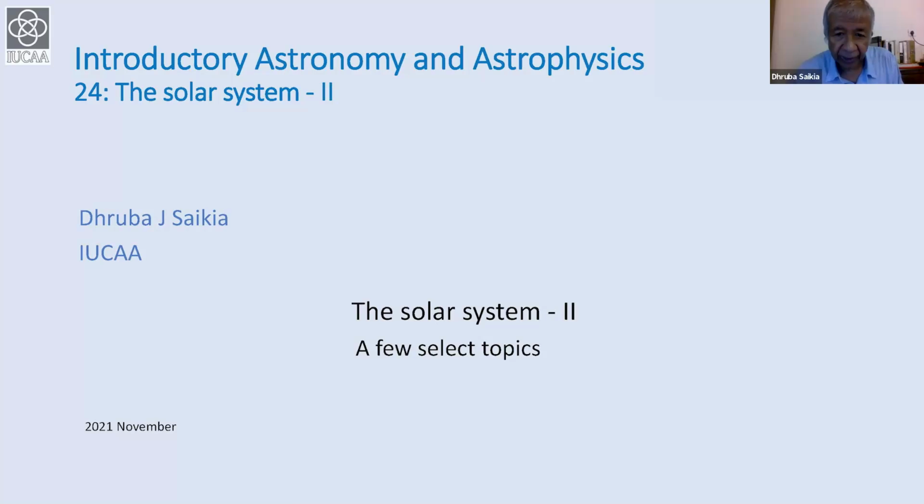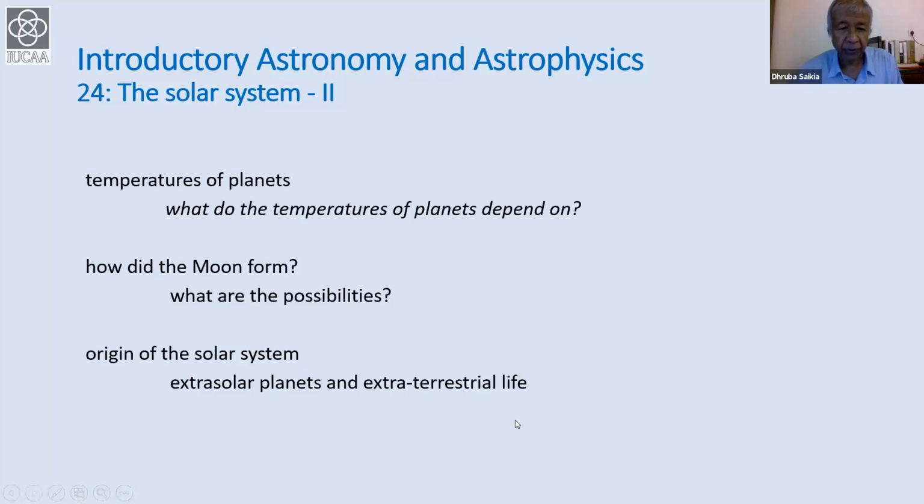Okay, so let's try and look at some aspects of the solar system in a bit more detail. We'll look at primarily a few sort of disjointed aspects of it, which I thought might interest you all. One is the temperature of the planets. What do temperatures of the planets depend on? Then we'll look at how did the moon form, what are the possibilities? And we'll briefly look at the origin of the solar system and discuss a little bit about extrasolar planets very, very briefly. Okay.